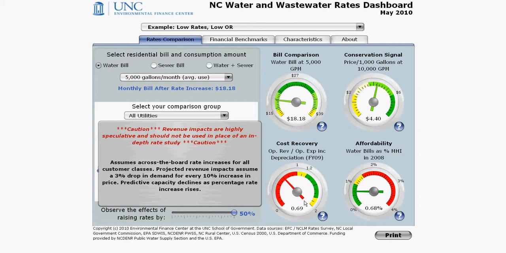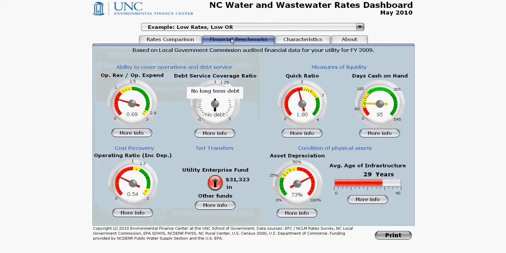But cost recovery is not the only indicator of financial sustainability. In fact, many utilities prefer to calculate the operating ratio while excluding depreciation. For North Carolina, we have a second tab that shows several financial indicators and benchmarks, the Financial Benchmarks tab at the top. To get a better picture of the utility's financial health, click on Financial Benchmarks. We will go over them in the next video.